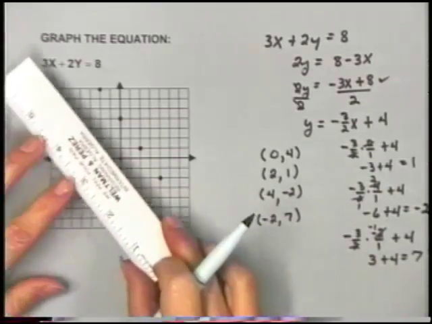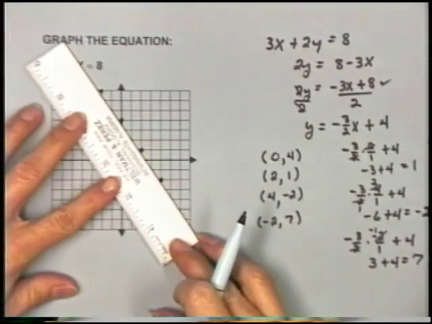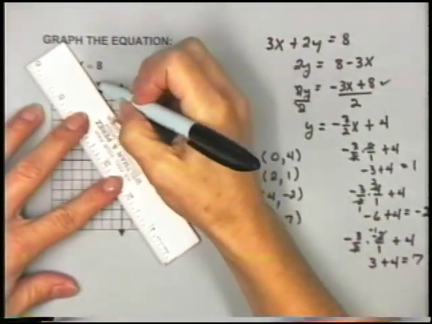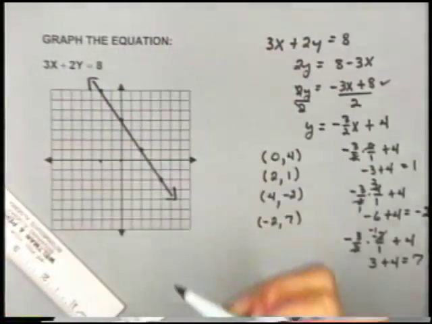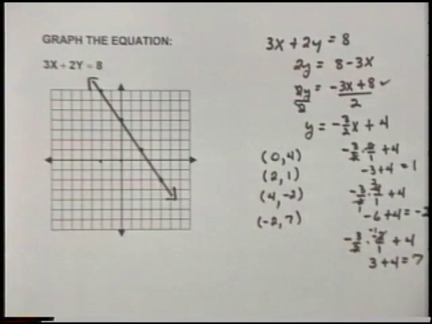These points do appear to be lying in a straight line, don't they? So let's place a ruler there, and we will connect these points. Recall that we're going to put an arrow indicating that these solutions would continue in both directions here.